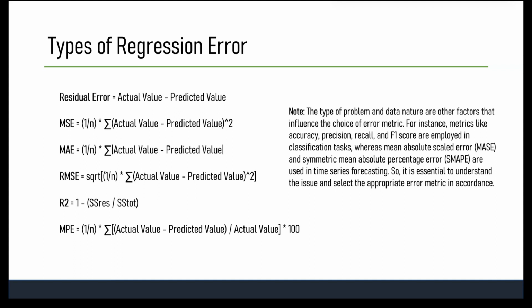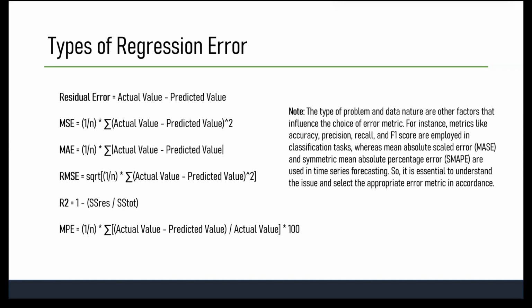Okay, so in regression analysis there are different types of error that can occur while building and testing the model. So here are some common types of error. First is residual error. That is, residual error is basically the difference between the actual value and the predicted value. So mathematically this is how it looks: actual value minus predicted value. And this error is also known as the vertical deviation of a data point from the regression line.